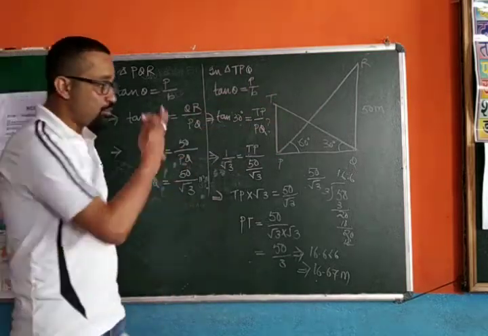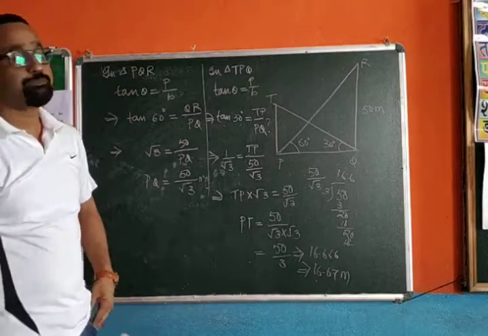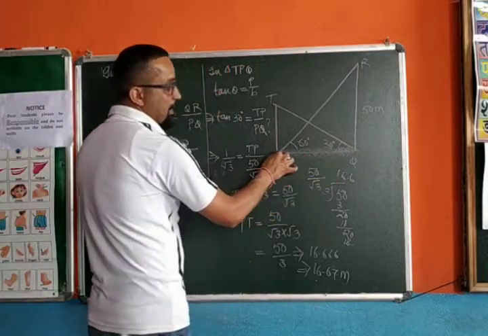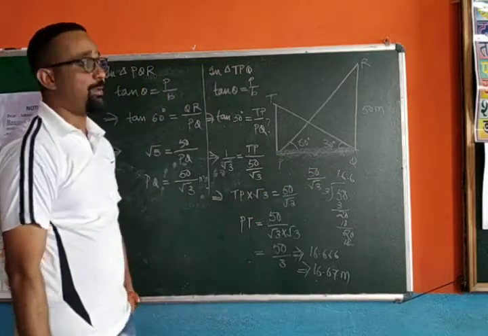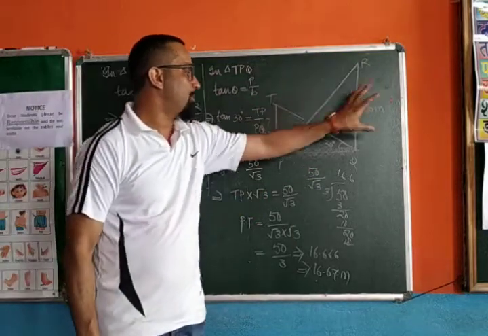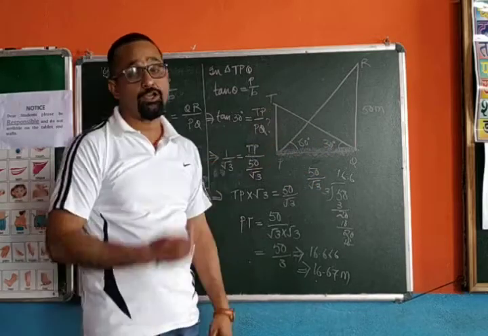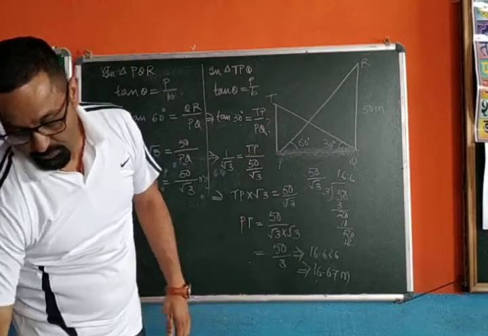You have to look at the diagram carefully, and once you understand both right angle triangles have a common base, use the first one to get the base, then use the base to calculate the height of the other tower.